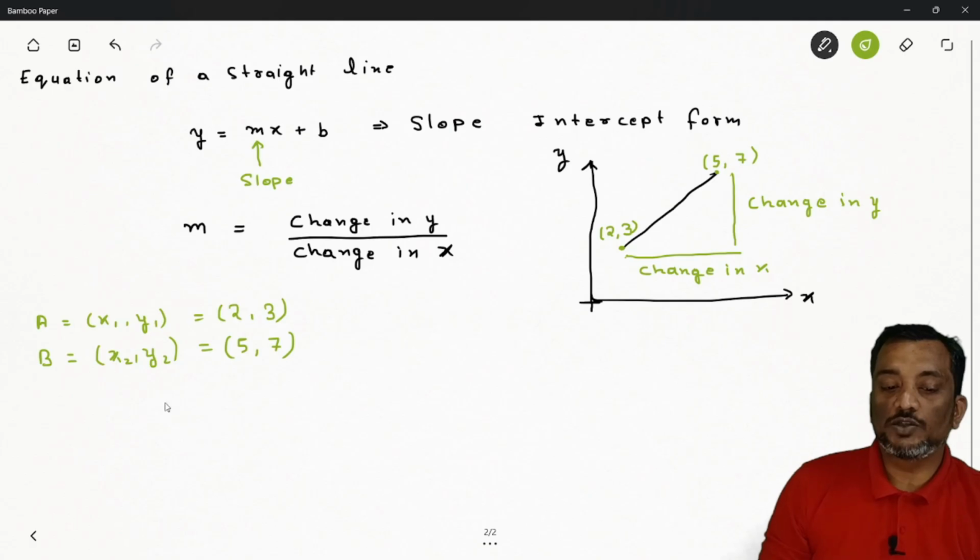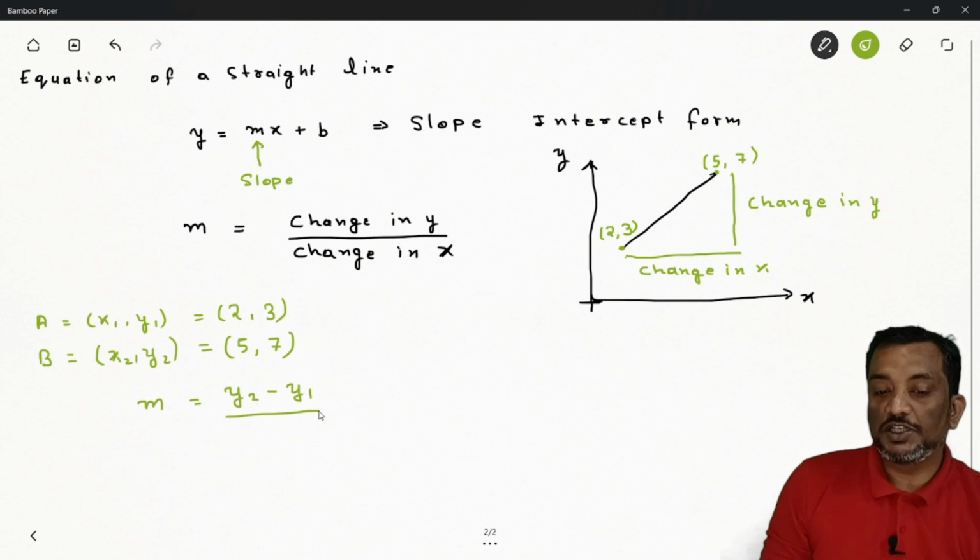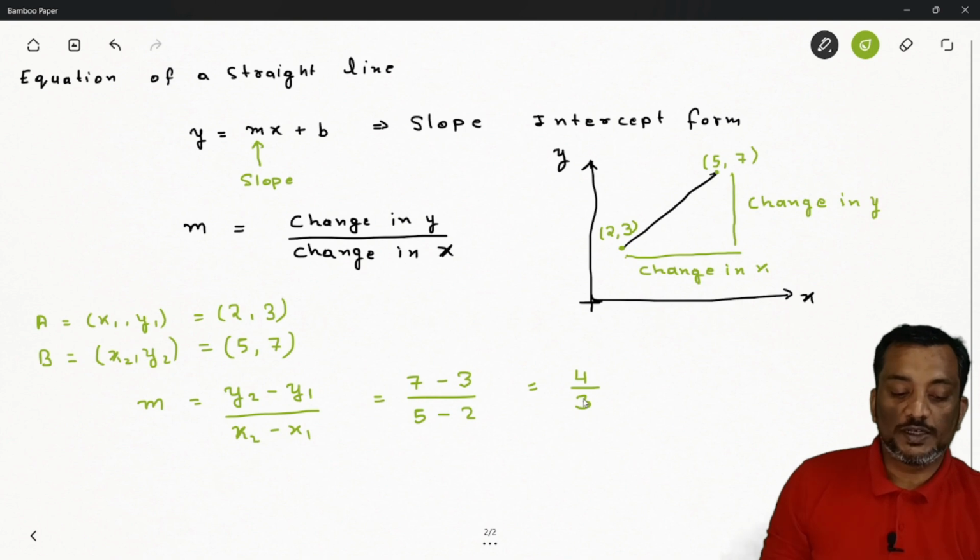So how can you find the slope? Simple, slope m is equal to change in y-axis, so y2 minus y1, over change in x-axis, x2 minus x1. How much do you get here? Your y2 is 7, so 7 minus 3, and x2 minus x1 means 5 minus 2. So the slope you get is 4 over 3. Hope you understand how we can find the slope by using the coordinates.